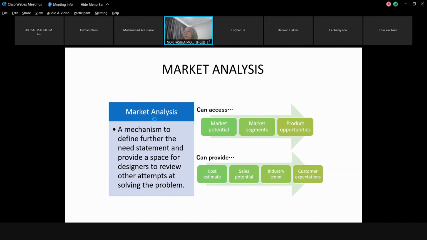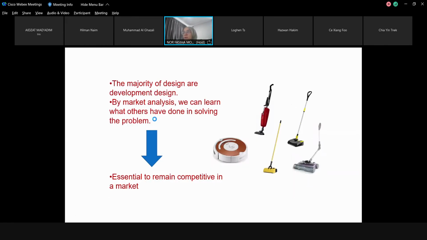And by doing market analysis, we could also get information about cost, sales potential, industry trend, and customers' expectations. As you know, the majority of product design and development is from the existing product. By doing the market analysis, we study all the existing products. We can learn what others have done in solving that particular problem.